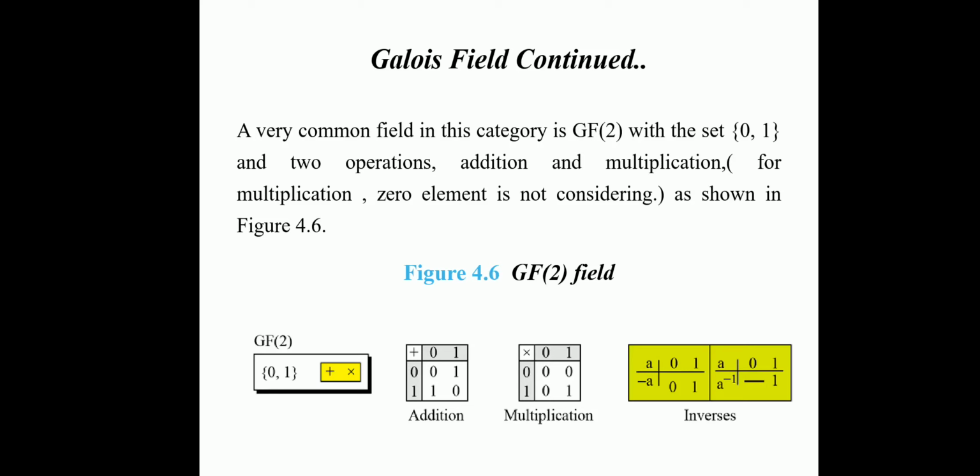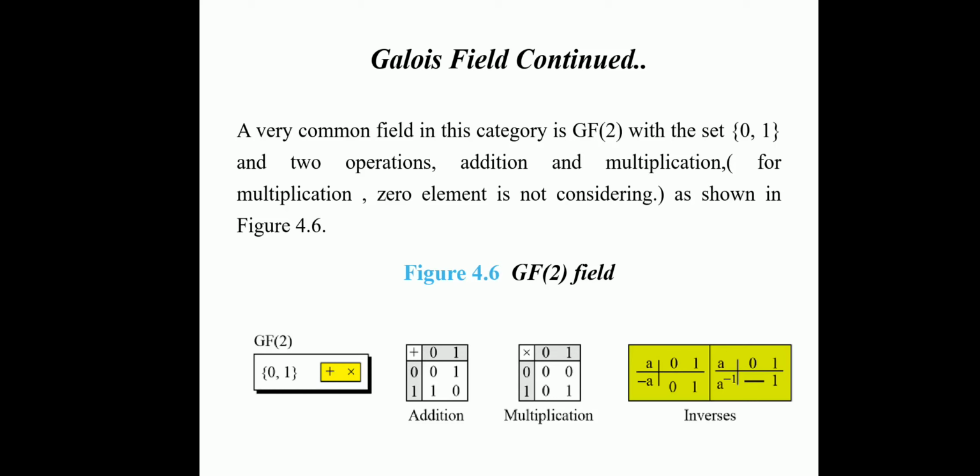Modulo P multiplication is the remainder of I into J by P. So we are concentrating only on the remainder. The resultant is not at all important, only what the remainder is after division. That's only what we need to represent in this column. So we can see what the addition table and multiplication table are.